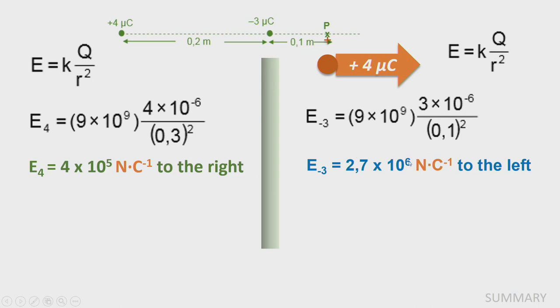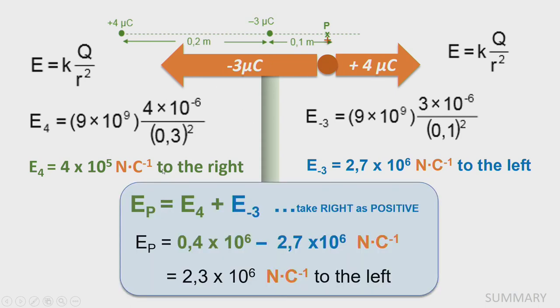Let me first draw the arrow for this one for you. And there's the arrow to that side. So what I have to draw, this one here is represented by that arrow, and that answer by that arrow. And now I just add up these two, and this is the way I do it. I say the net electric field at P is the field caused by the 4 microcoulomb and the field caused by the minus 3 microcoulomb. There is that answer, and there is that answer. Add the two, and if I use my calculator, I get 2.3 times 10 to the power 6.